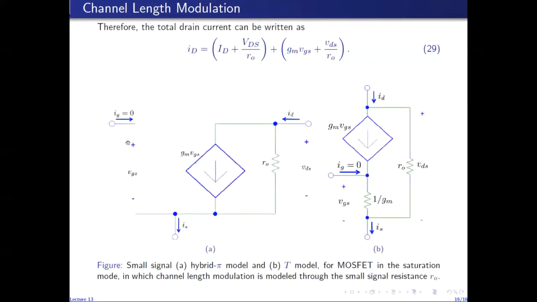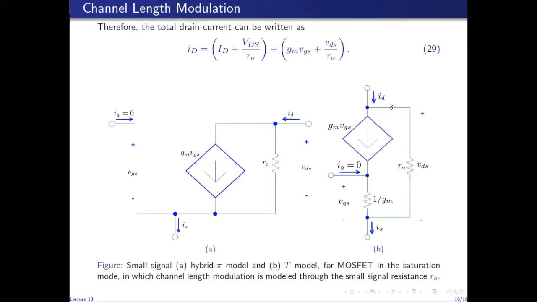So everything else remains the same. So the gate current is still 0. Drain current is still equal to the source current. Previously, the drain current was given by GM VGS, but now we have a new component to the drain current, which is given by VDS over R naught. So this is an ohmic relation, so it must be modeled through a resistor. So the drain to source voltage divided by R naught gives us the current flowing through R naught. So VDS over R naught is the current through R naught, and GM VGS plus VDS over R naught gives us the total drain current, which is in compliance with this relation.